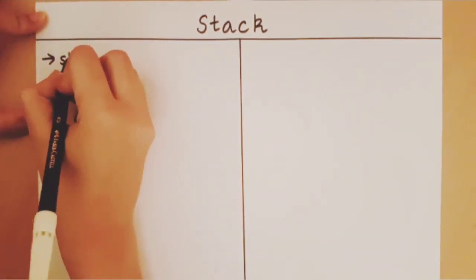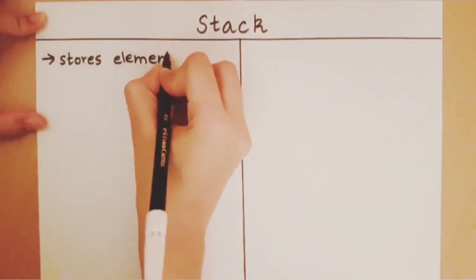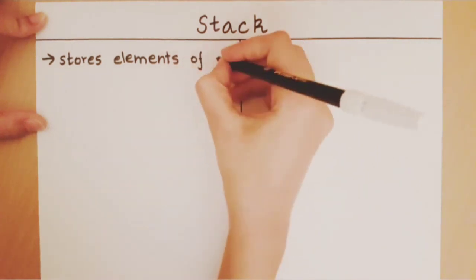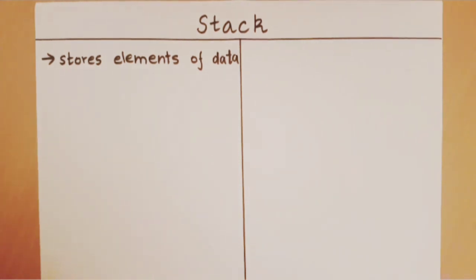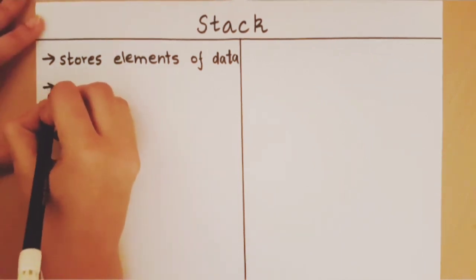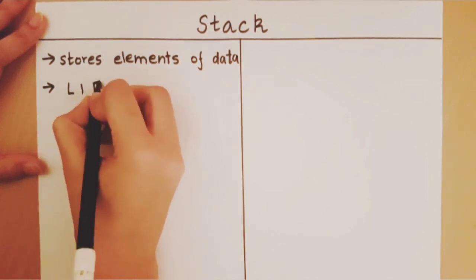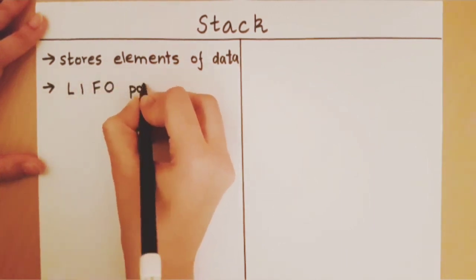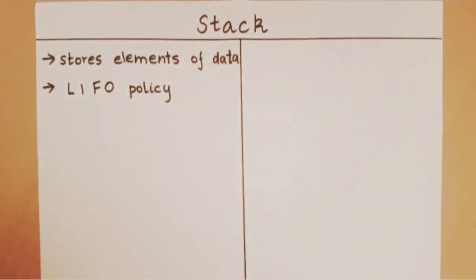It stores elements of data. Now, the way in which it stores the data is it follows the last in, first out policy. The last element that enters the stack is the first element which is removed from the stack.